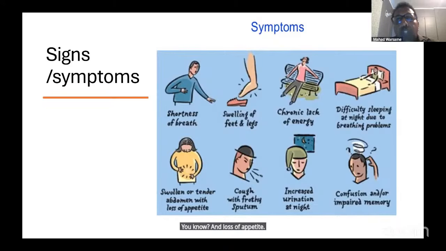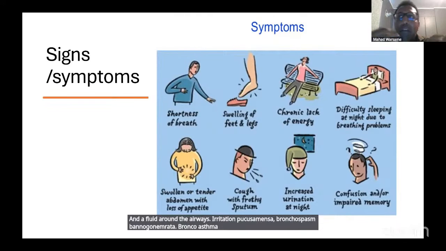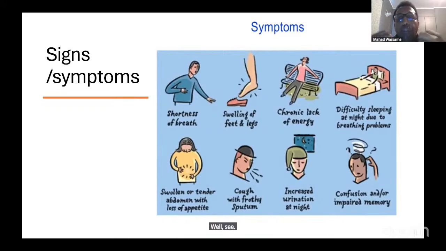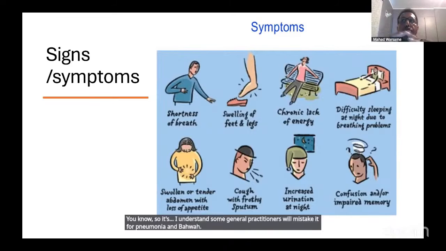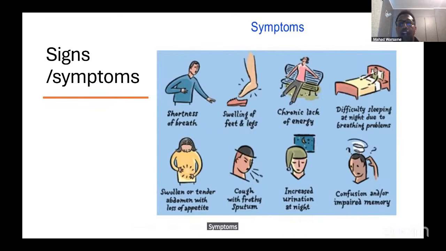Qufaca badan waxa weeye because when you have a lot of fluid around the airways, irritation ayuu sameynayaa, bronchospasm baa noqonaya, marka broncho sidii asthma noqonaysaa, but we call it asthma cardialis because it's coming from the heart failure. Waa sidii asthma, markaasuu qufac badan habeenkina qufacaysaa. I understand some general practitioners will mistake it for pneumonia, lakin if you take all the symptoms together, this is not asthma, this is not pneumonia.